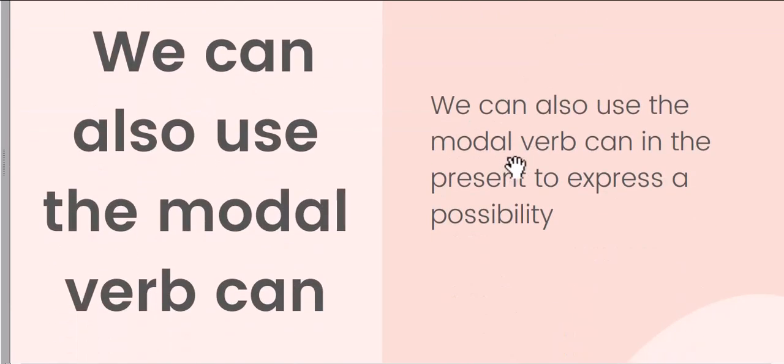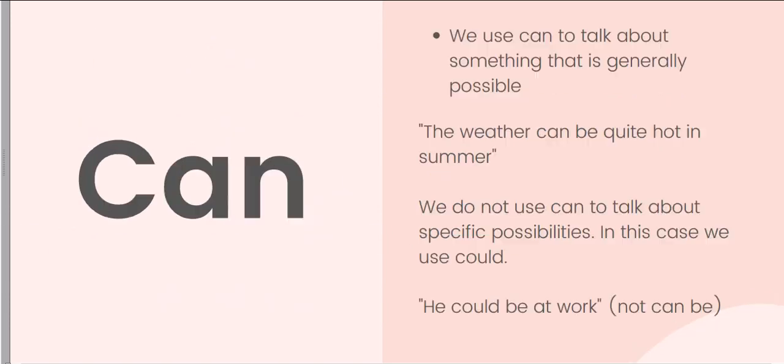Anyway, we can use the modal verb can. It's a modal verb in the present to express possibility. So we use can, the modal verb, to talk about something that is generally possible for us to do. For example, for objects, the weather can be quite hot in this summer.